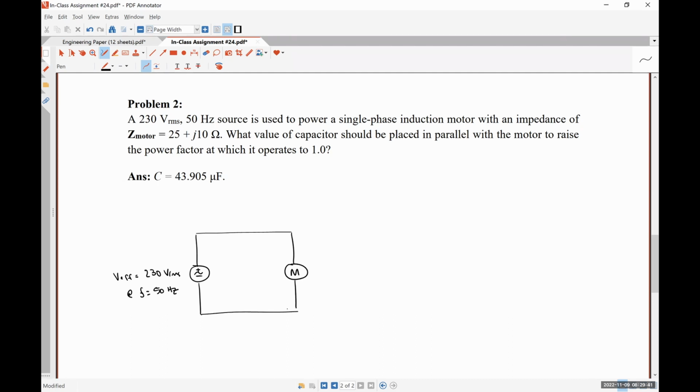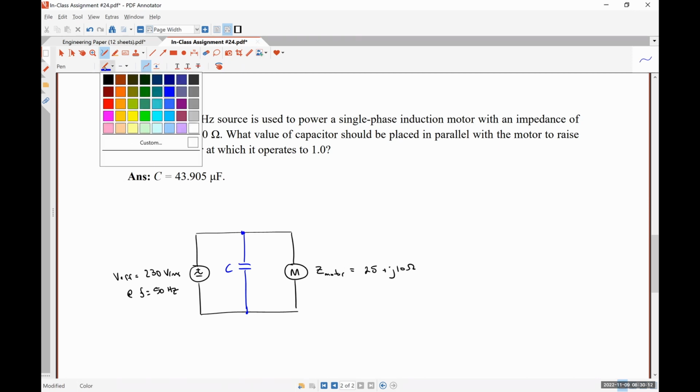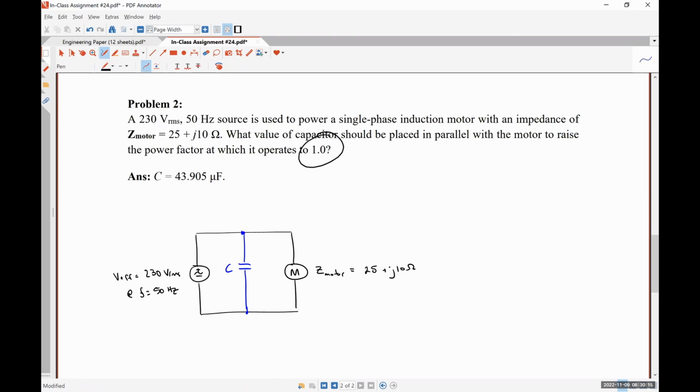And our motor has an impedance of 25 plus j10 ohms. We are performing power factor correction, meaning that we are going to place some capacitor in parallel, like so. And we want our new power factor, PF new, to be 1.0.